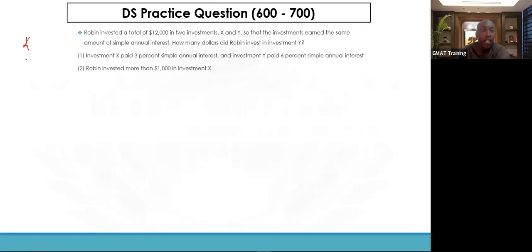So we have the answer choices A, B, C, D, and E. Robin invested a total of 12,000 into investments. So we don't know how the money was shared between the X and Y investments. And this earned the same amount of simple annual interest. This is a simple interest question. How many dollars did Robin invest in investment Y? In this case, we need the number of dollars. This is a value question, and we need a specific value for the number of dollars that Robin invested in investment Y.